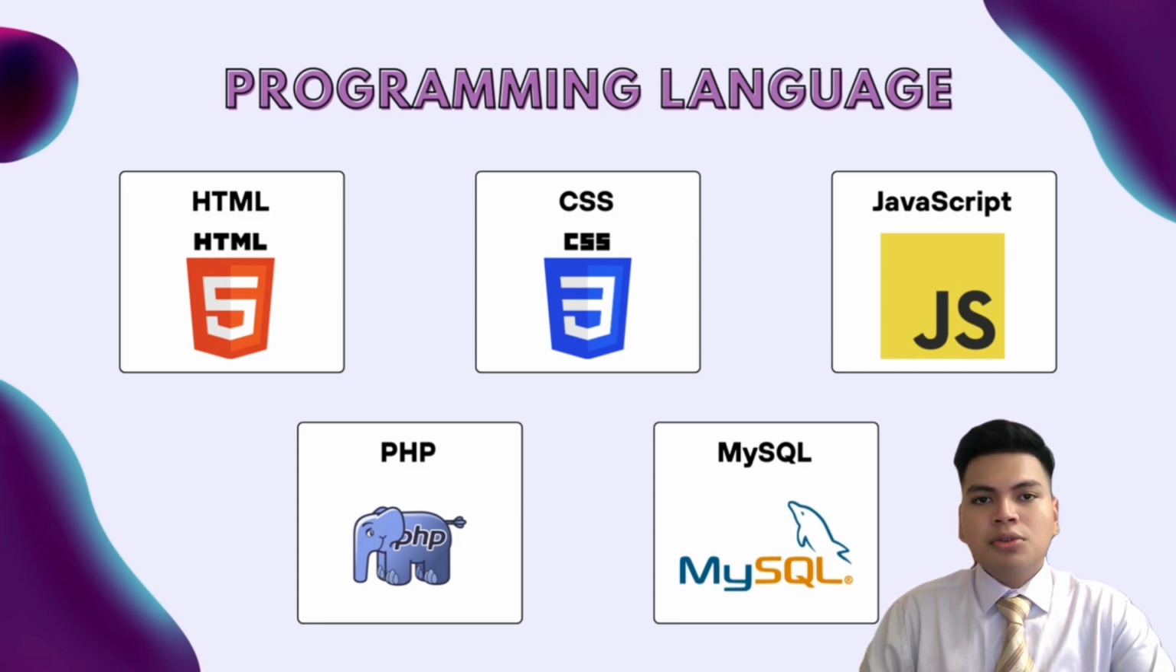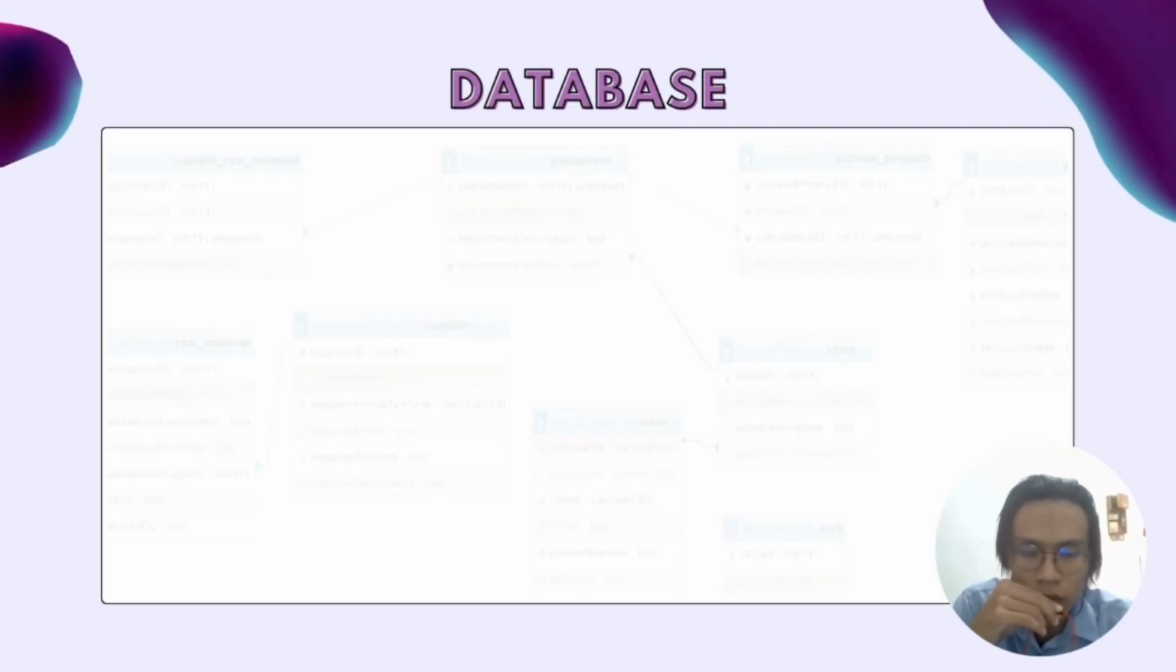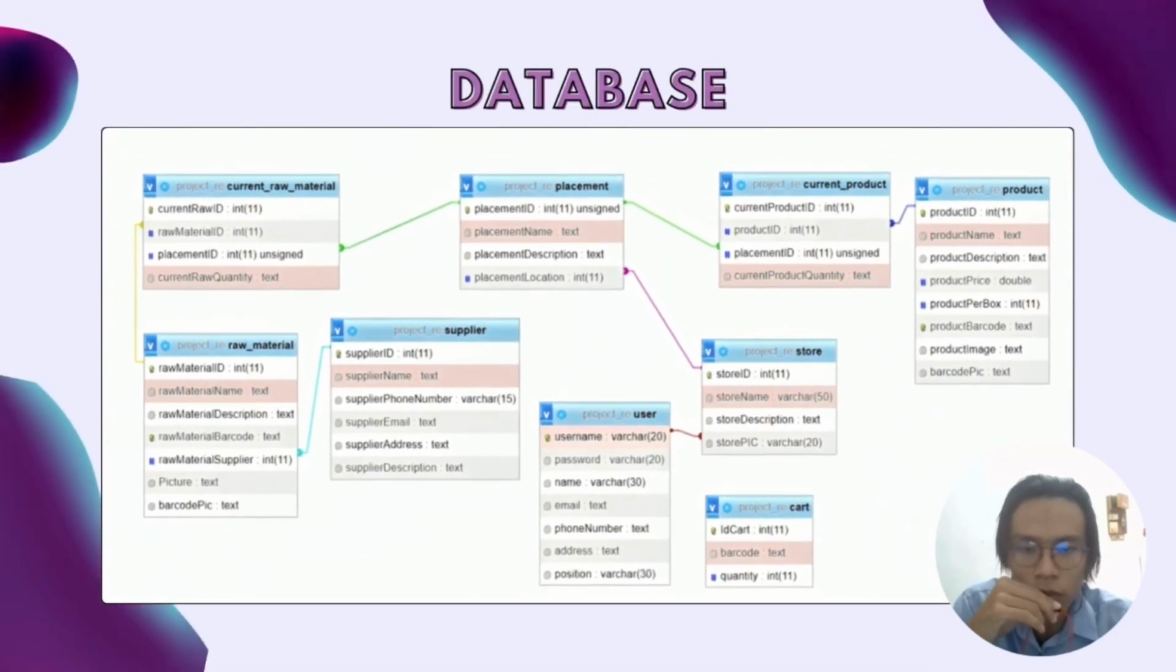So next, let's go to the database, which Bro Hafiy will present. Assalamualaikum warahmatullahi wabarakatuh. My name is Muhammad Hafiy bin Hussein. My metric number is DI210113. Today, I will be presenting about the database of the system.